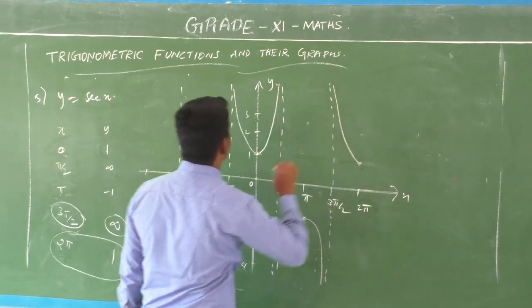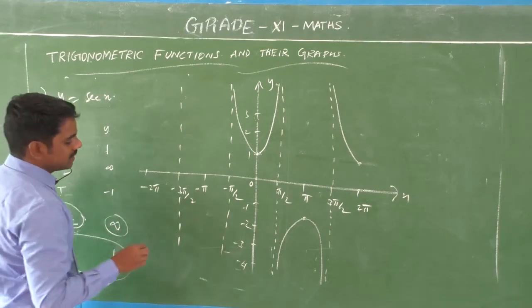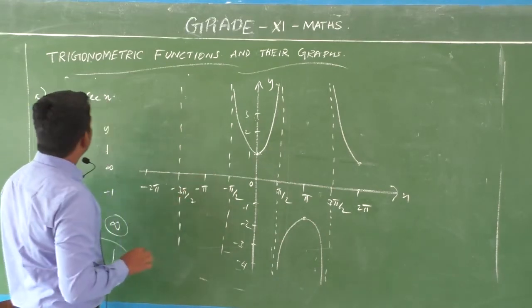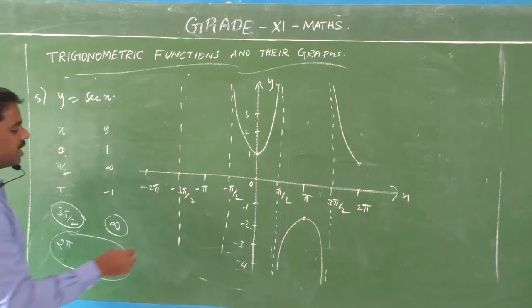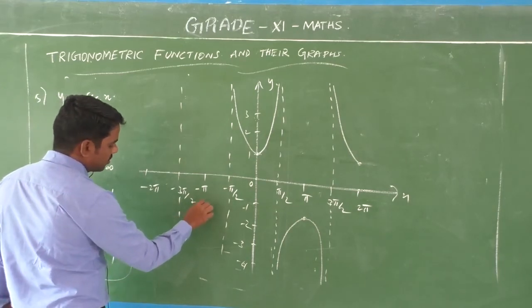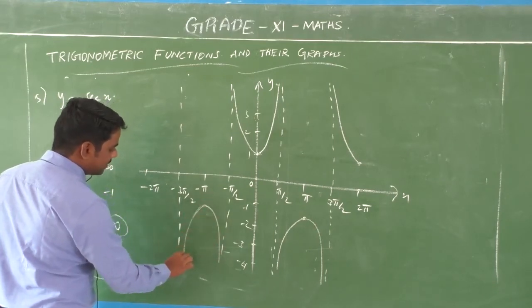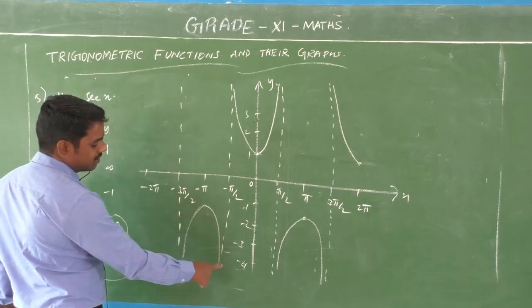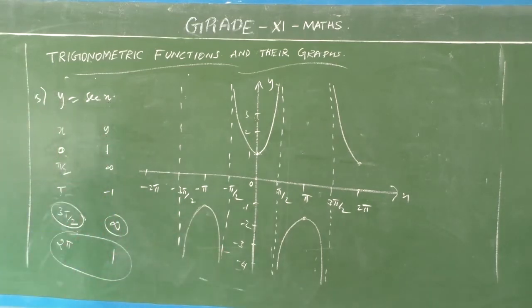This is the curve tracing of y equals secant x. Here secant of minus pi is minus 1. This is the point minus pi, minus 1. So the curve does not meet at x equal to minus 3 pi by 2 and x equal to minus pi by 2. Okay, this is the y equals secant x curve.